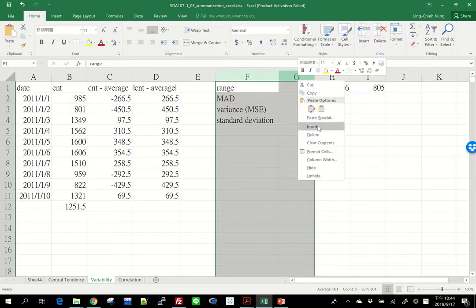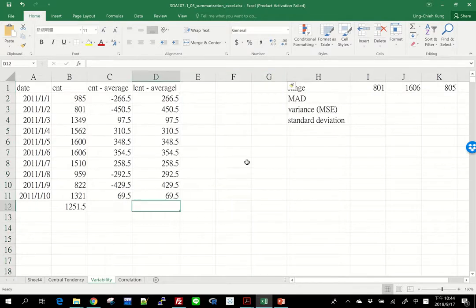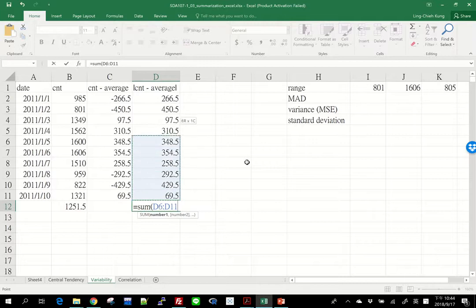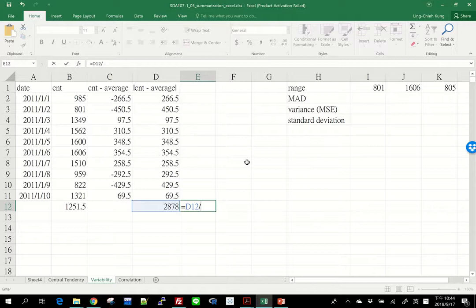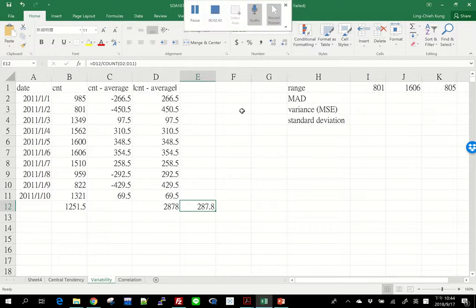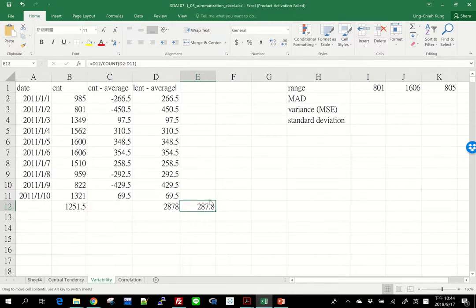Good. So now, as we know, the next thing is that I need to sum them up. So this is the sum of the absolute values of deviation. Then all I need to do is to divide this particular number by the total number of values I have, in this case 10. So the MAD in this particular example is 287.8. So that's my MAD.